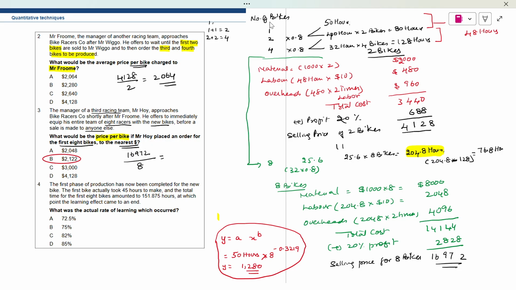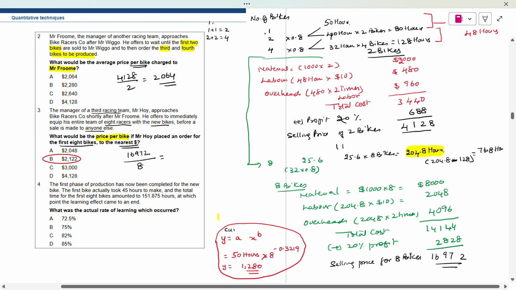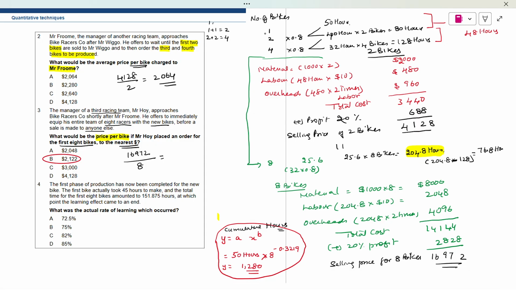1280 hours. No, it will go beyond that. If you take the cumulative hours also, it will not work. This formula is for the cumulative hours. Is this formula for the cumulative 8 into 3.289?